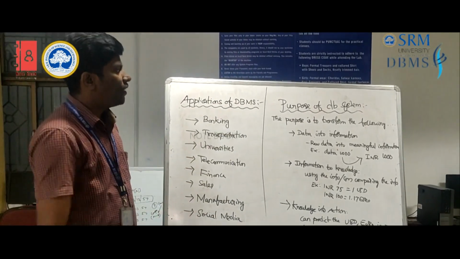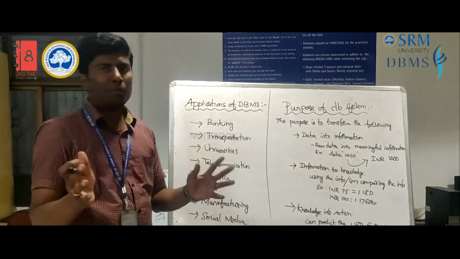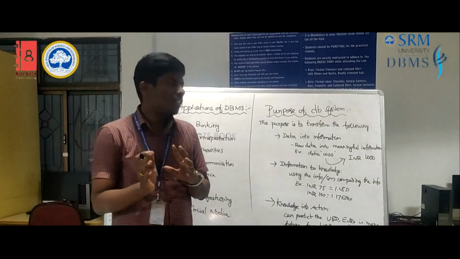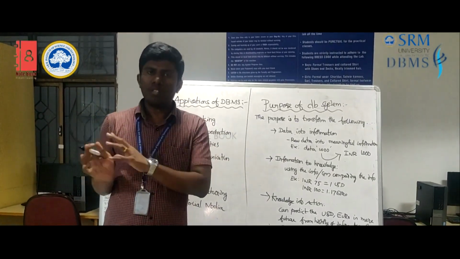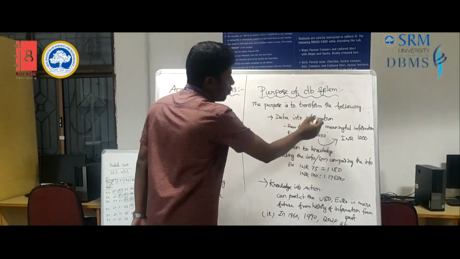Now we will move on to the purpose of the DBMS. So what is the purpose of the database system? What is the main purpose? The actual purpose is to transform. What is the transformation? Transformation means transforming from one form to another. First one, transforming the data into information.